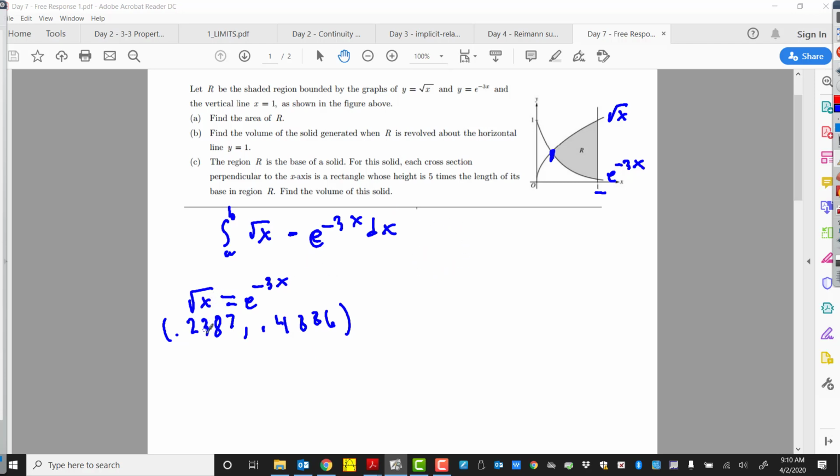Okay, so we're going to plug in this x as our lower bound. I'll just call this equals a. That way we don't have to rewrite it. So the integral from a to 1 of square root of x minus e to the negative 3x. And then we plug it into the calculator, and we get our answer of 0.442.